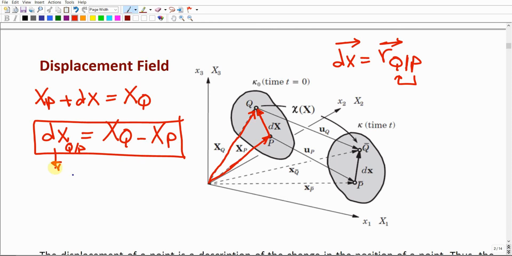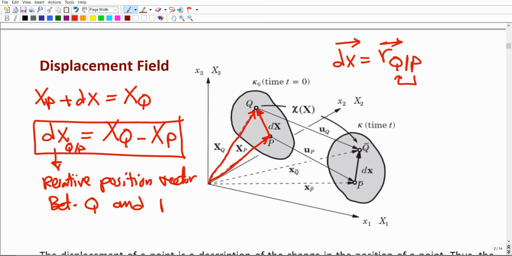This is the relative position vector between points Q and P. Make sense? Very simple. And let us assume that this is at the instant of time t equals 0.